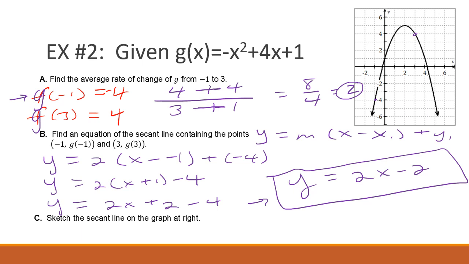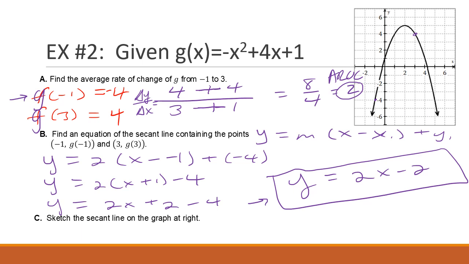From there, you then are going to find your average rate of change. Remember, your average rate of change, again, is the change in your y over the change in your x. So the change in my y, 4 minus -4 became 4 plus 4, over the change in my x, 3 minus -1 became 3 plus 1, which left me with 8 over 4, which equals 2. So that is my average rate of change. My AROC is 2. Okay.